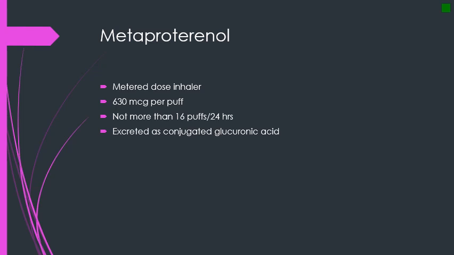Metoprolol is delivered through a metered dose inhaler. It's about 630 mics per puff. Typically, patients don't take more than about 16 puffs a day. And it's excreted, interestingly enough, as conjugated glucuronic acid renally.